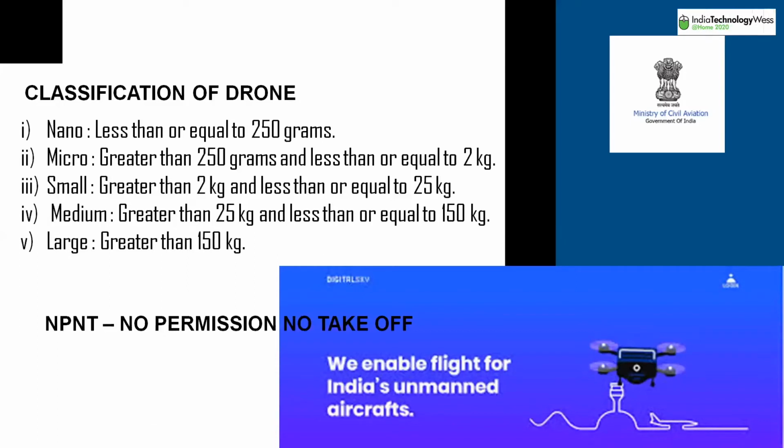There is something called NPNT, that is No Permission, No Takeoff, which means once you have a drone and you want to fly it, you need to log in to the Digital Sky portal and provide certain information, and then the government will decide whether you are fit to fly or not.